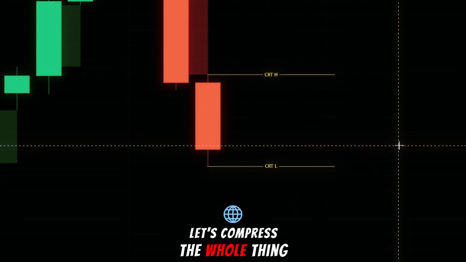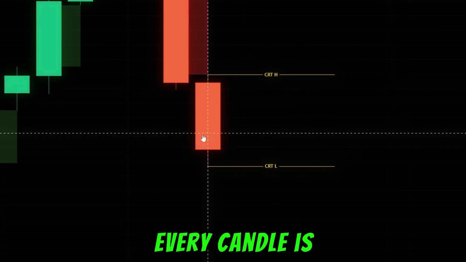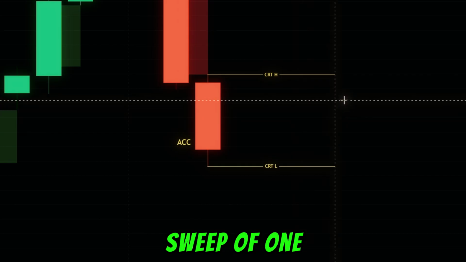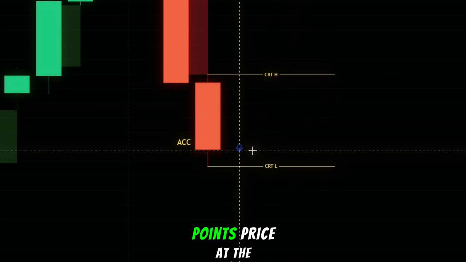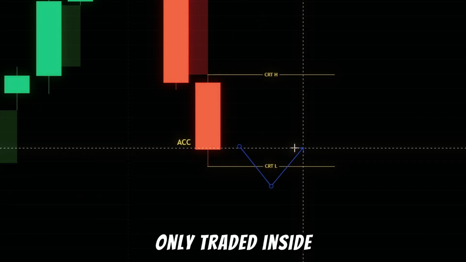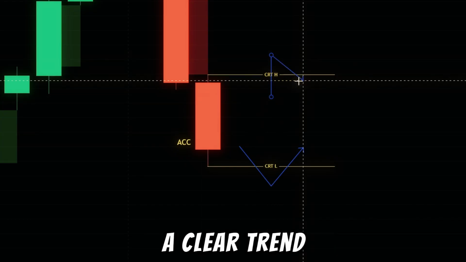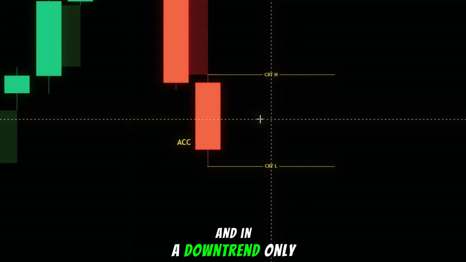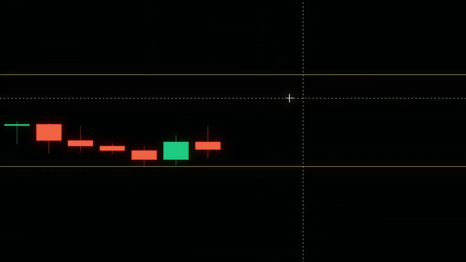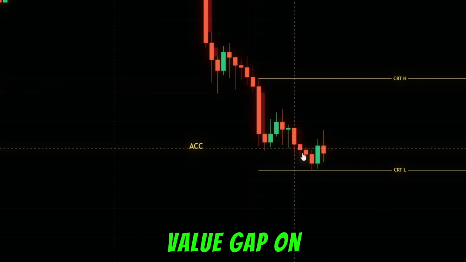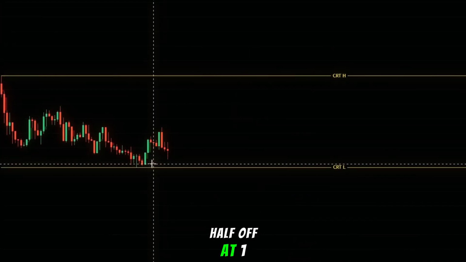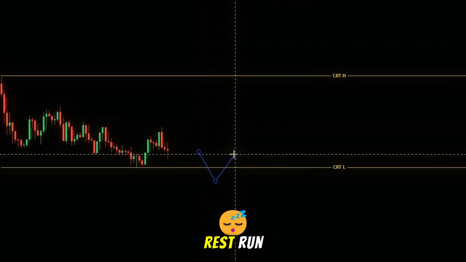Let's compress the whole thing. Every candle is a range with 2 liquidity edges, a sweep of 1 edge that closes back inside points price at the other edge. Only traded inside a clear trend, only on candles that oppose the trend, and in a downtrend, only from premium. Refine the entry with a fair value gap on the 5-minute, stop below the gap, half off at 1-to-1, and let the rest run.